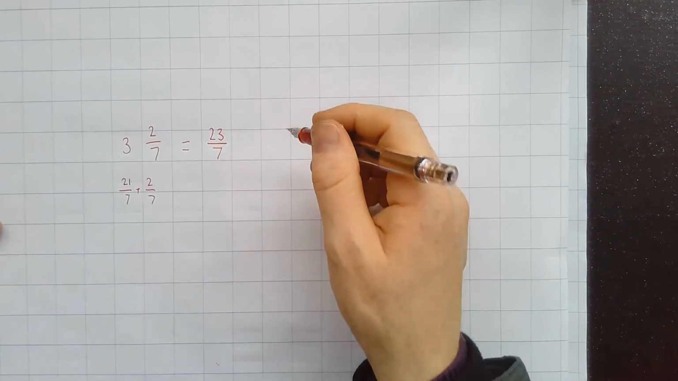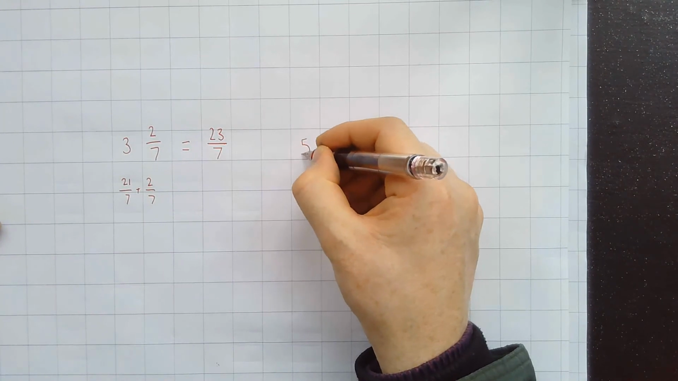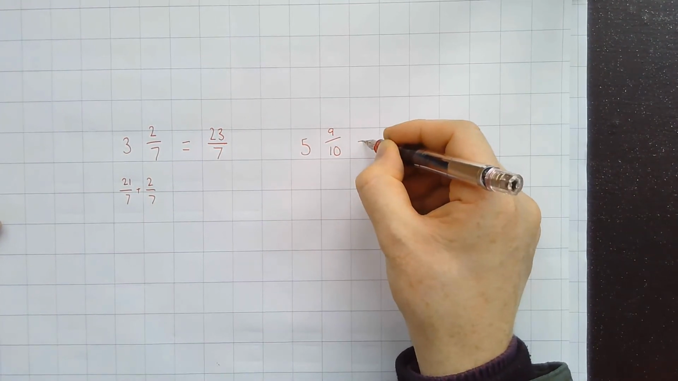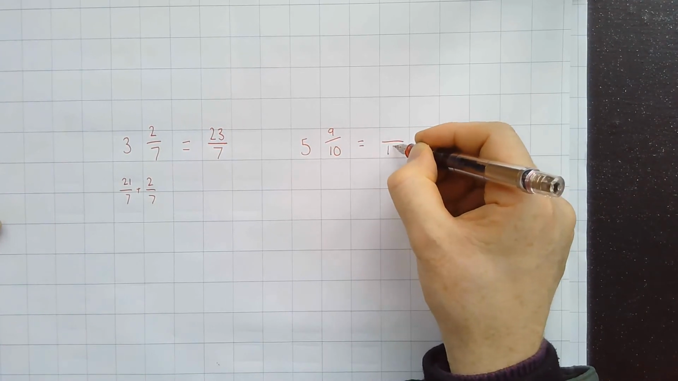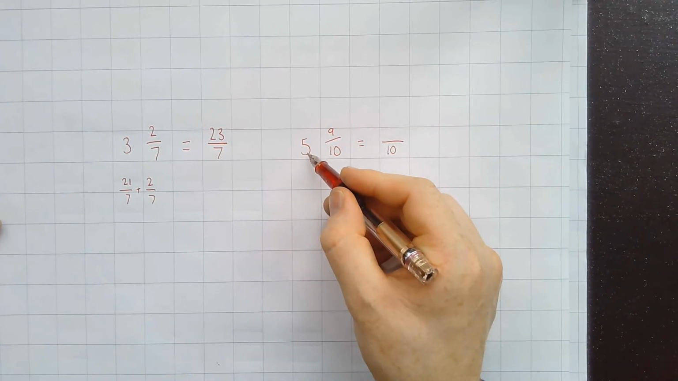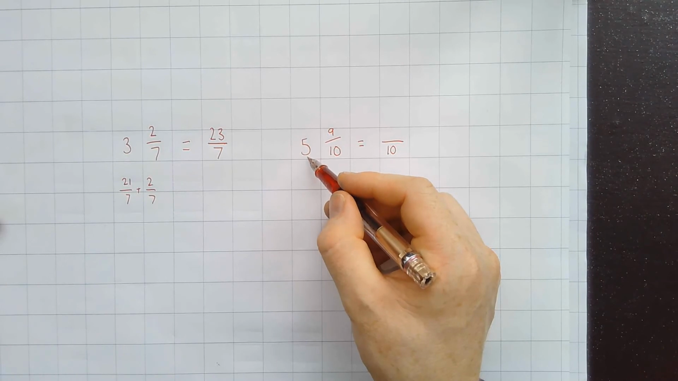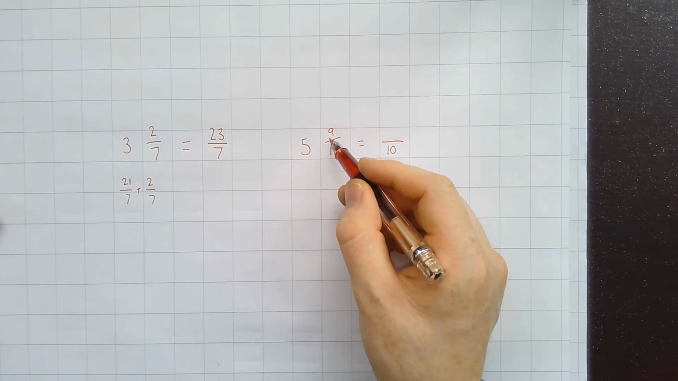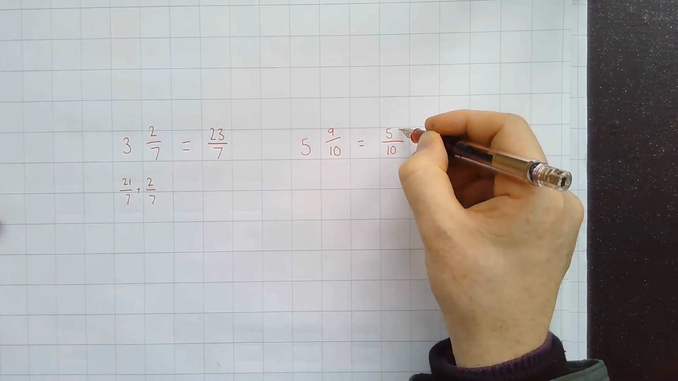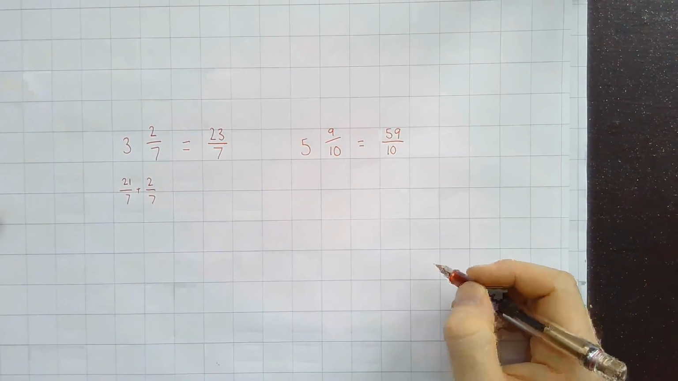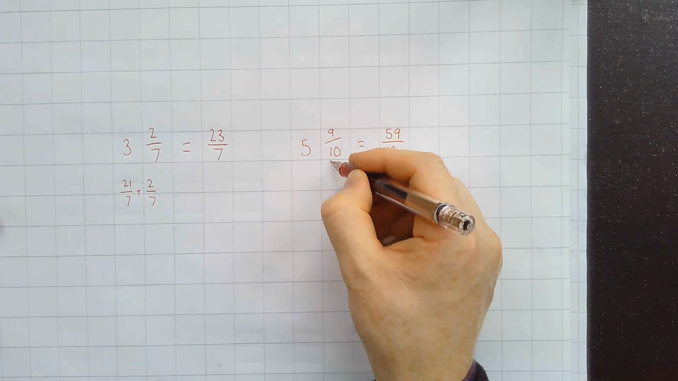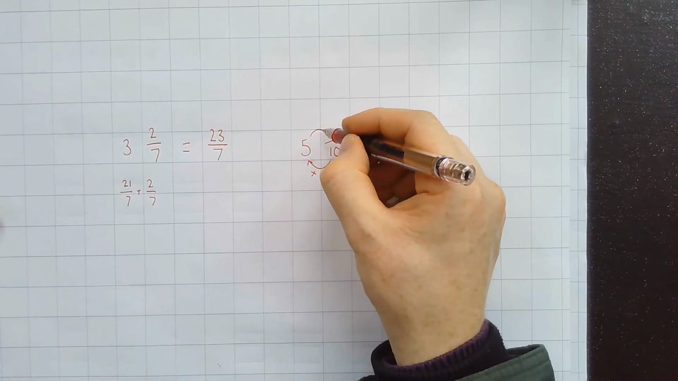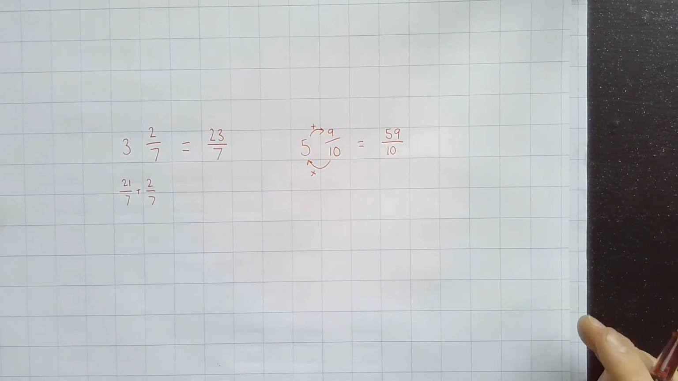Let's do another one. 5 and 9 tenths. I want to know how many tenths. Well, in 5 wholes, I must have 5 lots of 10 tenths, which is 50 tenths. Plus 9 tenths is 59 tenths. So what we did was we multiplied those together, then we added that on.